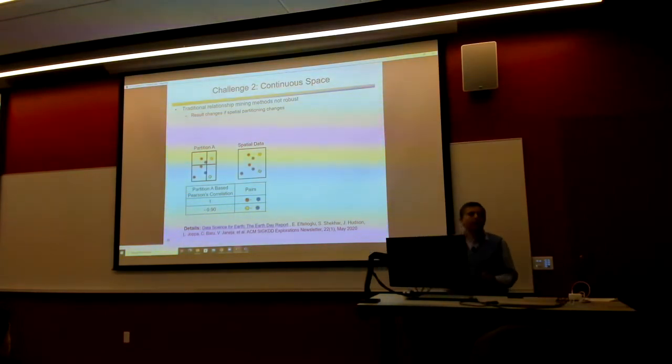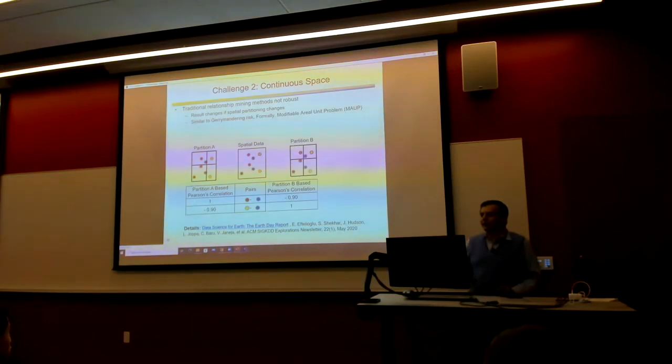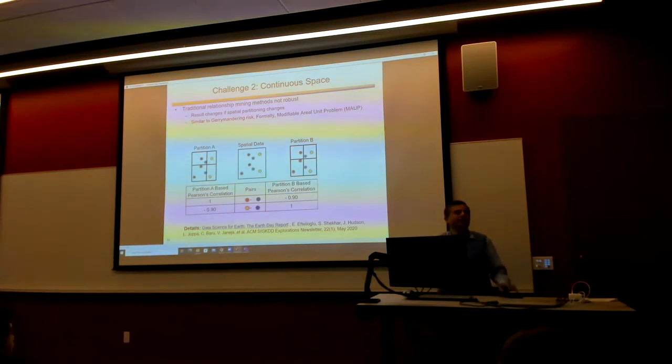Okay. But notice that this is very unstable, because if I change the partitioning, you can imagine the numbers will flip. See, if I change the partitioning, the numbers change. Okay. So many traditional statistics or data mining methods are unstable in this world, right? This is what folks in geography formally call a problem. Have you come across this kind of a problem?